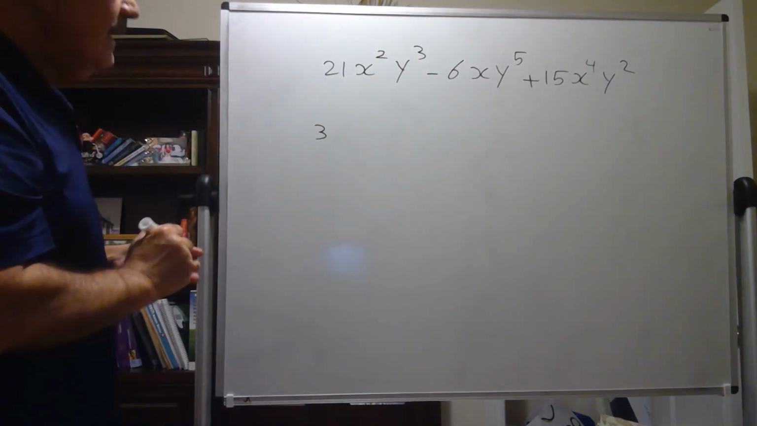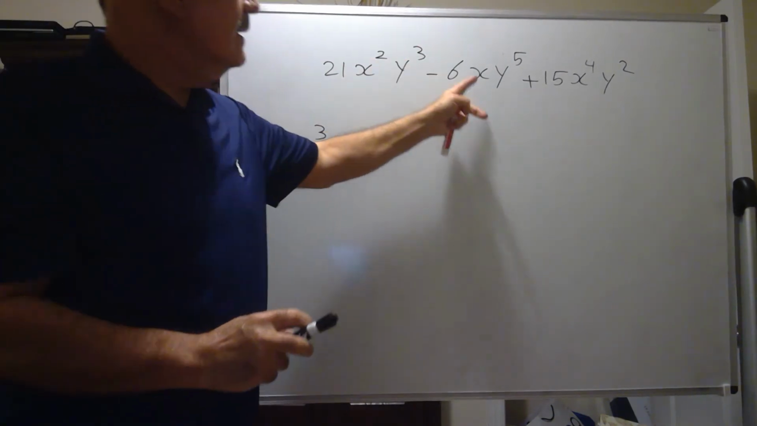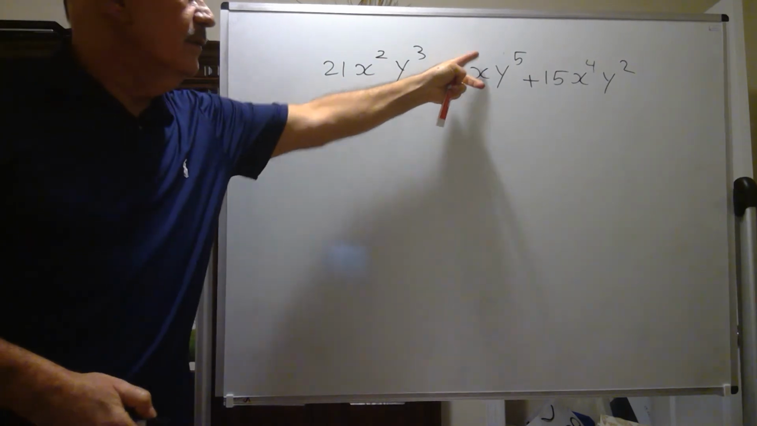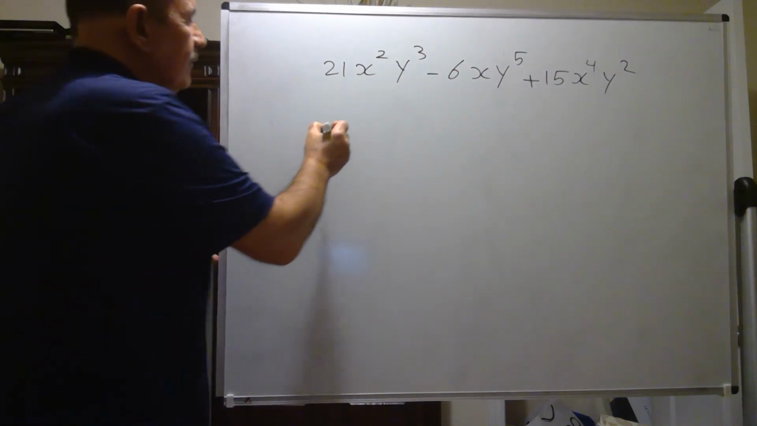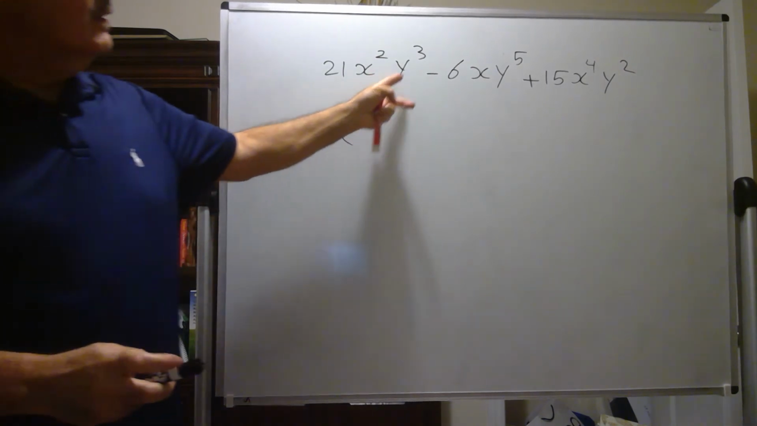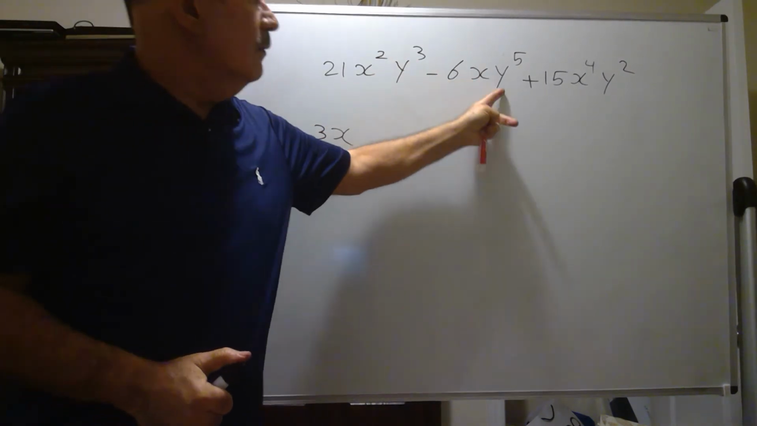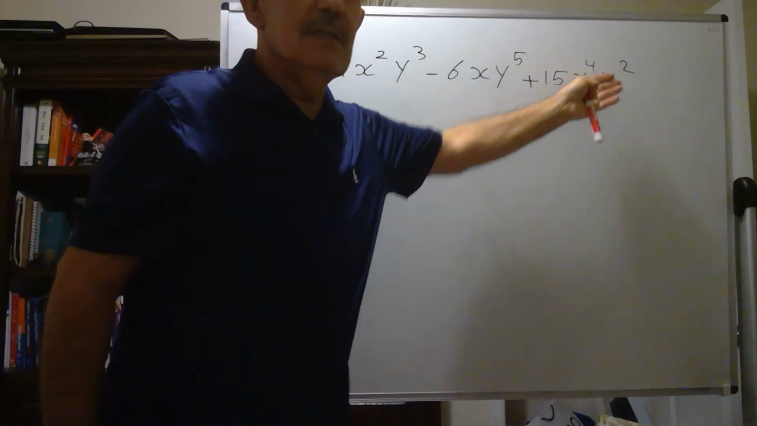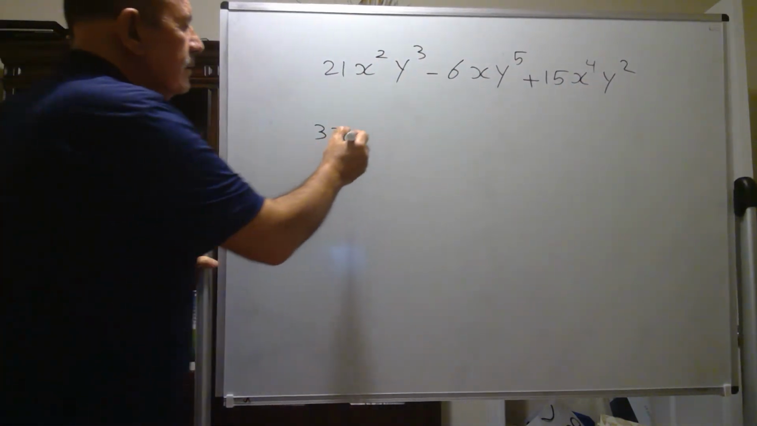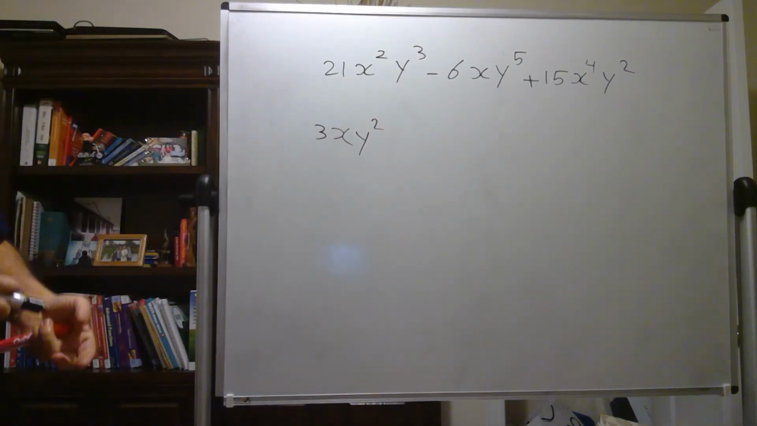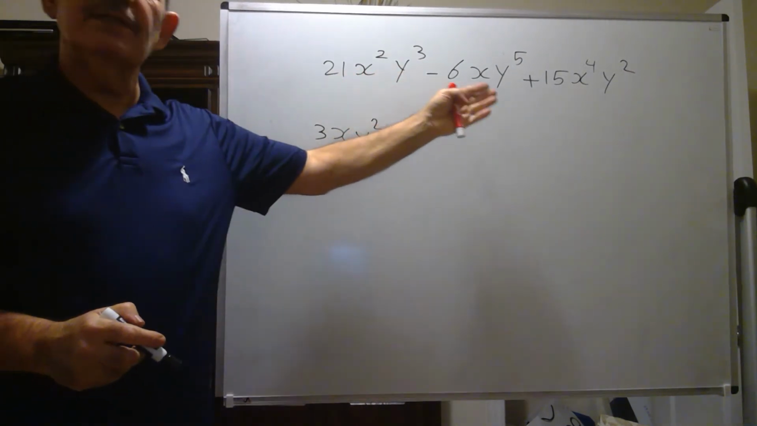Then we have x common in all three terms. What is the lowest exponent? 1. The common factor with the lowest exponent is the GCF. Then we have y: in this one the exponent is 3, in this one 5, in this one 2. So the lowest exponent is y to the power of 2. This 3xy squared is the GCF of these 3 terms.